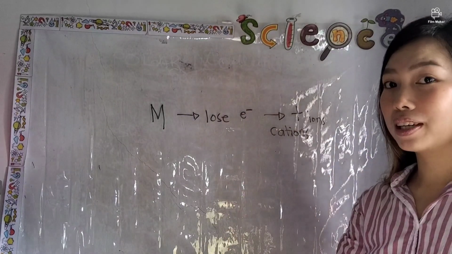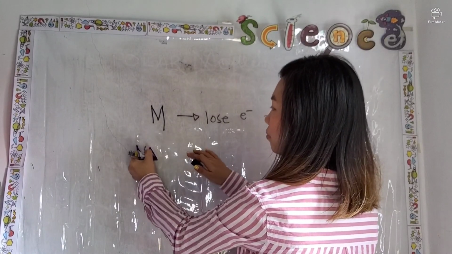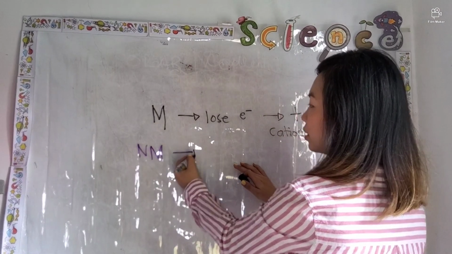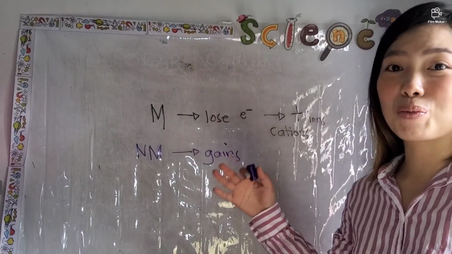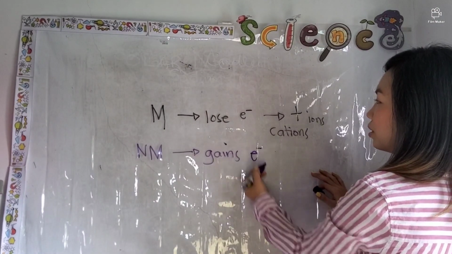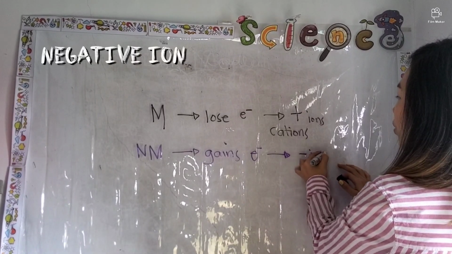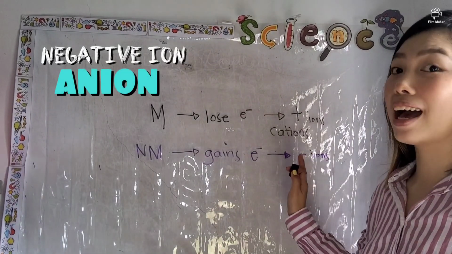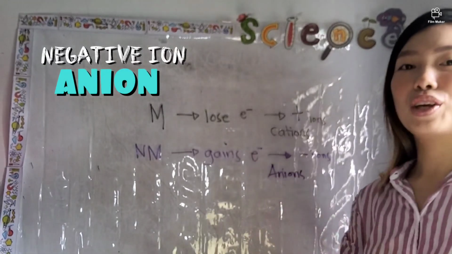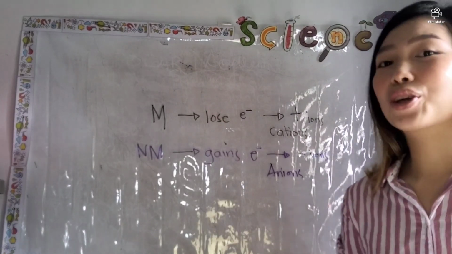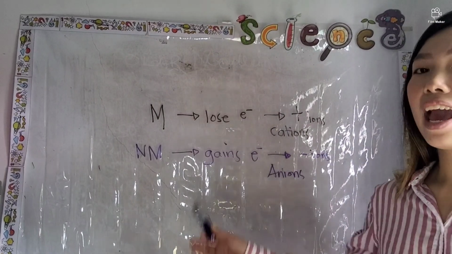cations. At sa kabaliktaran, the non-metals are the one that gains. Gains, ibig sabihin sila yung tumatanggap. Gains electron. And if they gain an electron, they will become the negative ions. And negative ions are called anion. So, yan yung kailangan mong tandaan in the inorganic compounds, especially in the formation of ions, metal, and the non-metal.